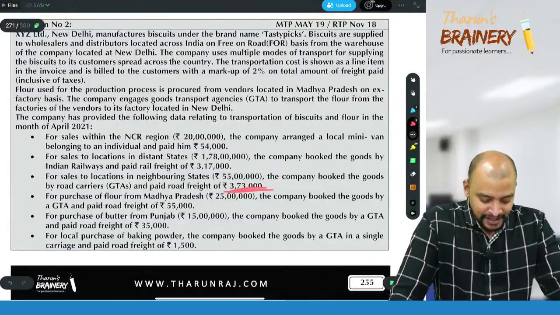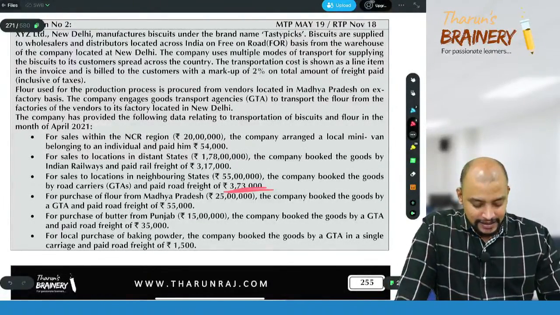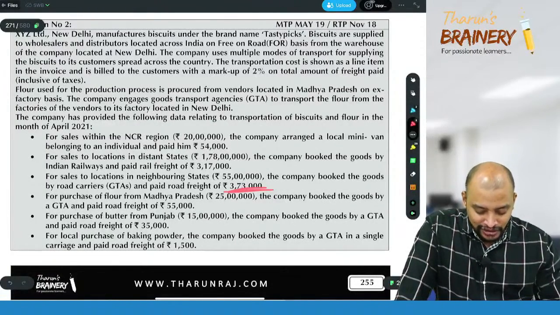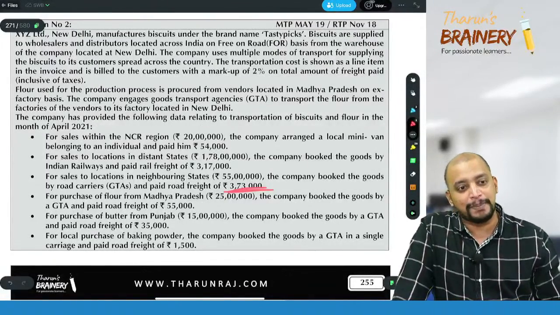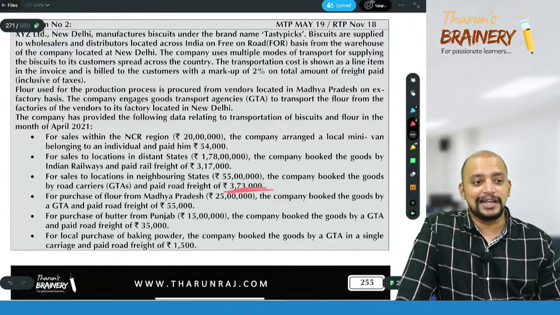Okay. Then next, for purchase of butter from Punjab 15 lakhs, the company booked the goods by a GTA and paid road freight of 35,000. Transportation of butter. Why? Only milk is exempted.